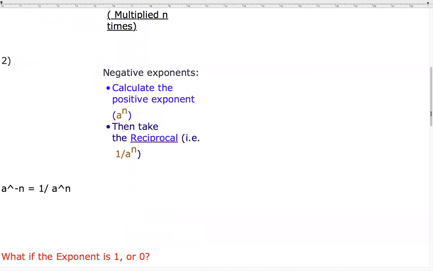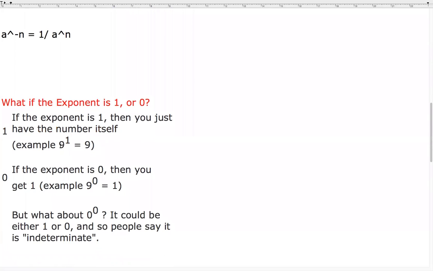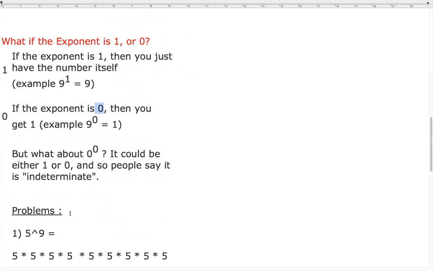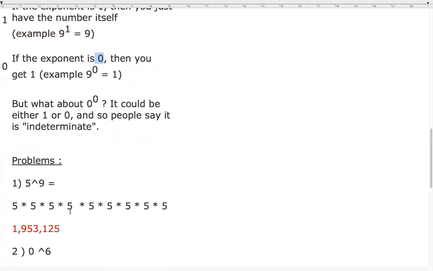So what if we have a negative exponent? A negative exponent is a to the power of minus n. First you calculate the positive exponent, then you take the reciprocal of it, and then you get the answer. And I told you, if any number is to the power of 1, it's the number itself, and if any exponent is 0, then you will get 1 as the answer. Okay, so now let's go to the problems.